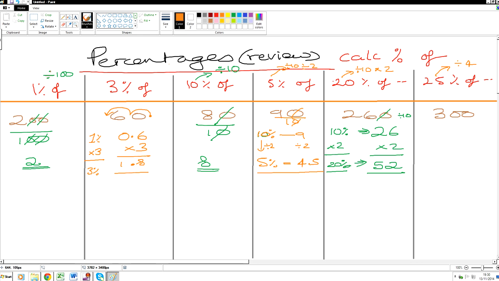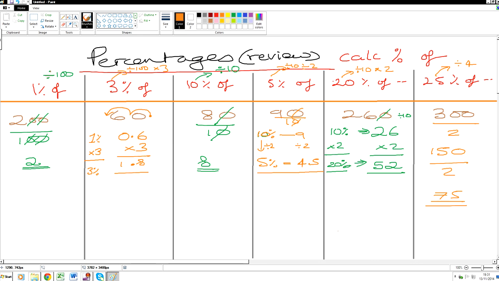Now, to work out 3%, what do we do first? We work out 1%, and then times by 3. So now, 300 divided by 4. What's another way of dividing by 4 the quick way? We could divide it by 2, then divide it by 2 again. That's right. 300 divided by 2 is 150, and then 150 divided by 2 is 75. Done.